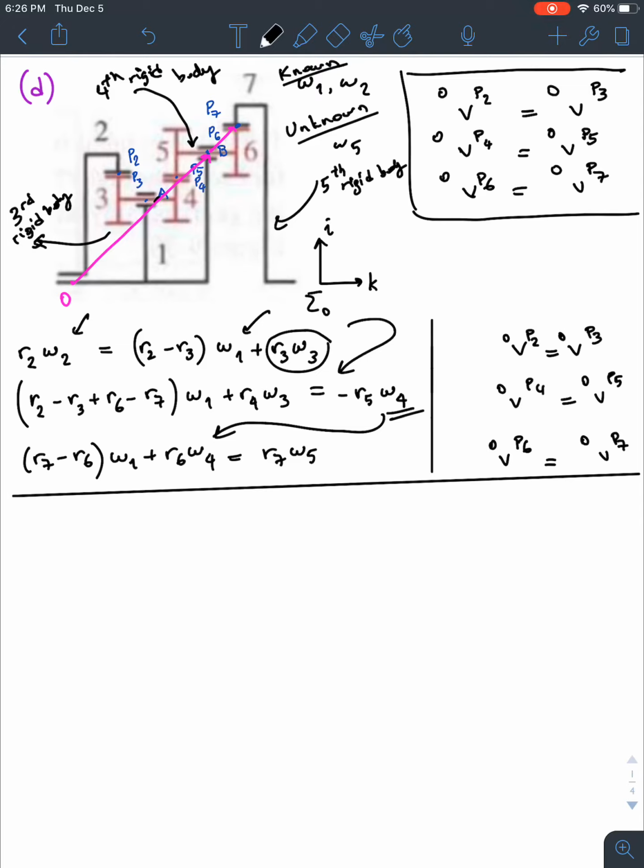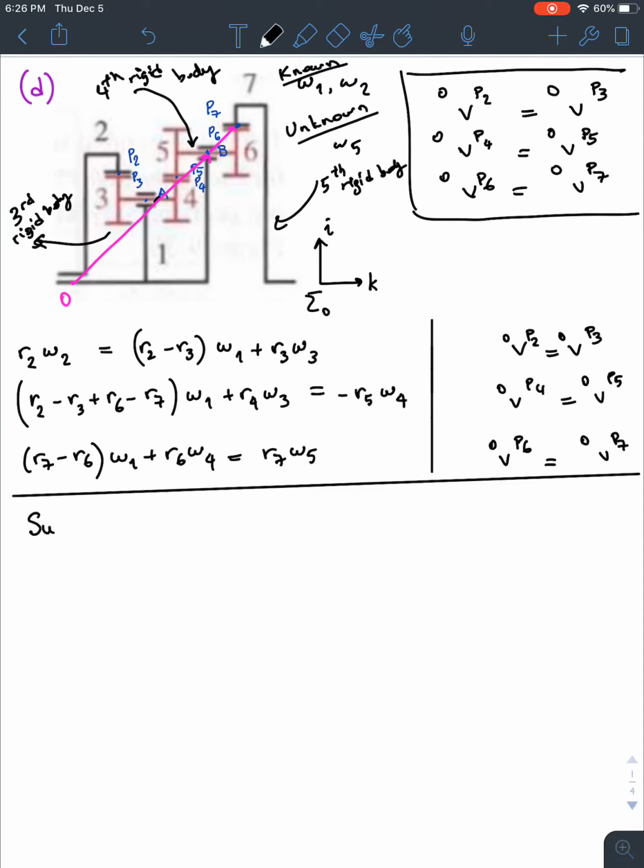And now omega 4 will be a function of omega 1 and omega 2 and various radii. And there you have it. There you will have your desired relationship. I think it is more pain than necessary. So what I'm going to do is write a matrix form of the equations whose solution will give you omega 5 whenever you have knowledge of omega 1 and omega 2.